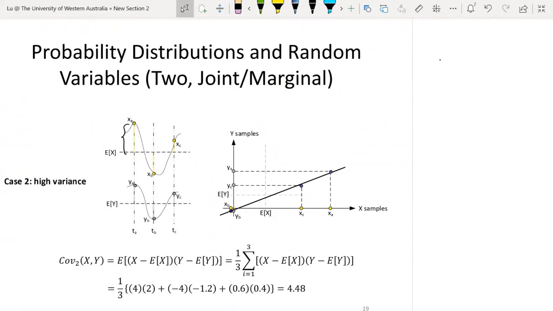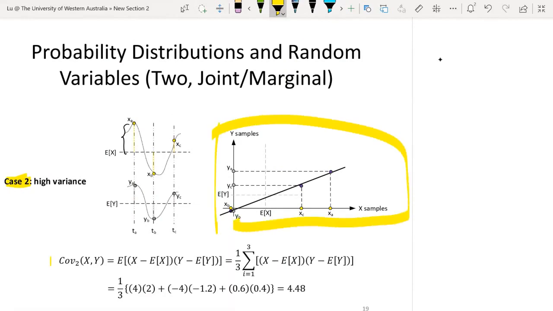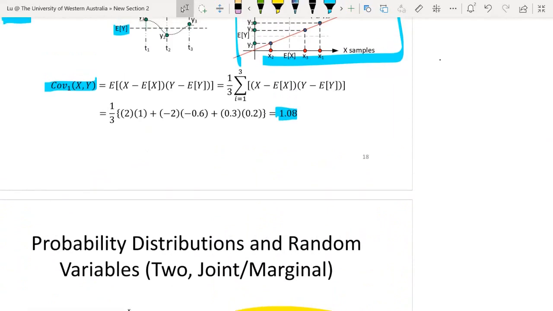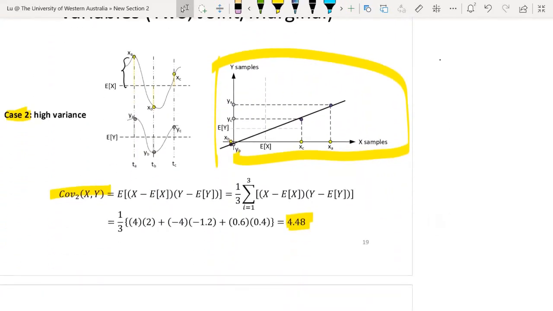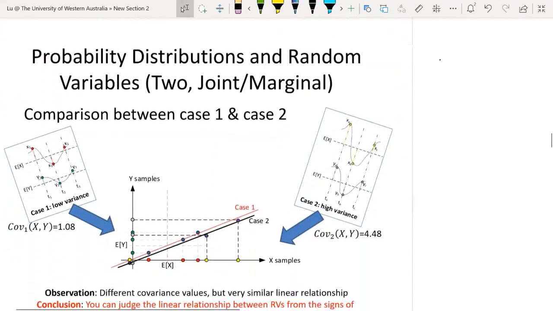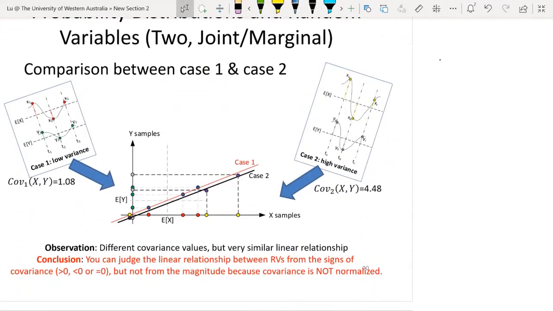In case 2, we do the same thing to produce the graph, and based on the graph, we evaluate the covariance of the second group of random variables. The result is 4.48. In the first group, the covariance is 1.08. In the second group, the covariance is about 4.5. If you put these two groups of random variables together to make a comparison: 1.08 for group 1, 4.48 for group 2. But graphically, the linear line segments for these two cases are very close to each other.